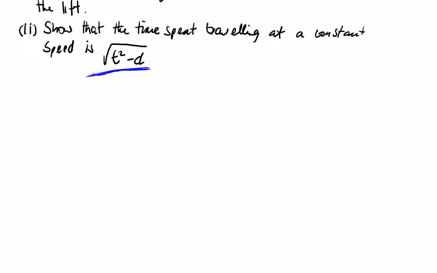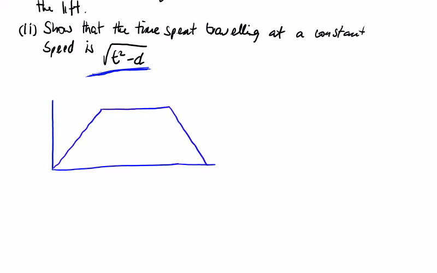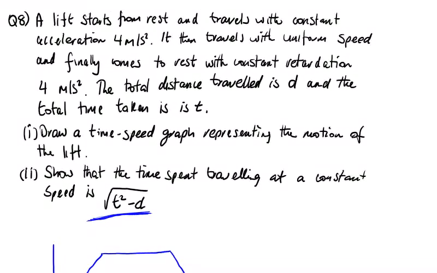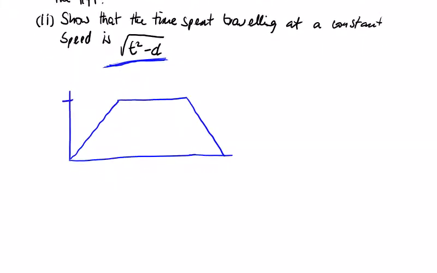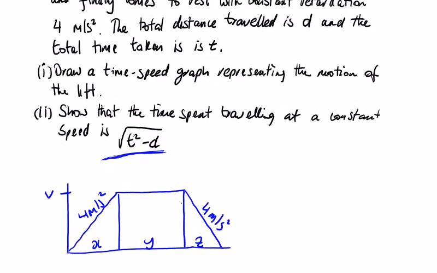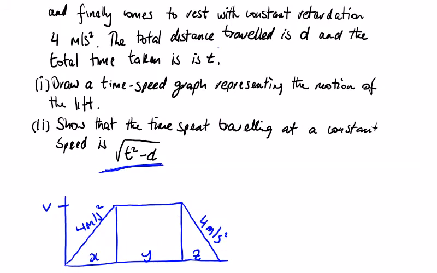Okay, so for the 4s, we don't know anything about time here. They do tell us v, do they? Uniform speed, it doesn't tell us. Okay, we just use a v. We have 3 different motions here. We have 4 meters per second squared. We also have 4 meters per second squared. And we'll call the times again x, y, and z, or a, b, and c, whatever you choose to call them. And now we're asked to show the time spent traveling at a constant speed, and we're told that the total time taken is t, and the total distance is d.